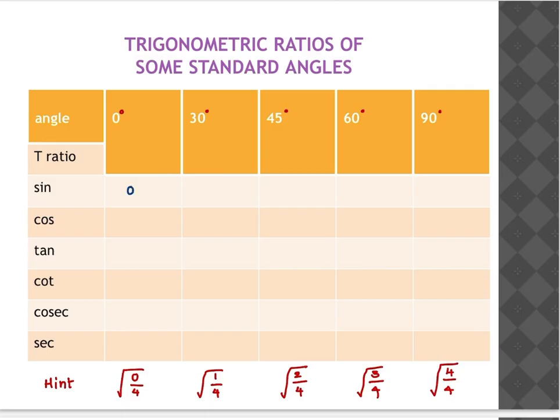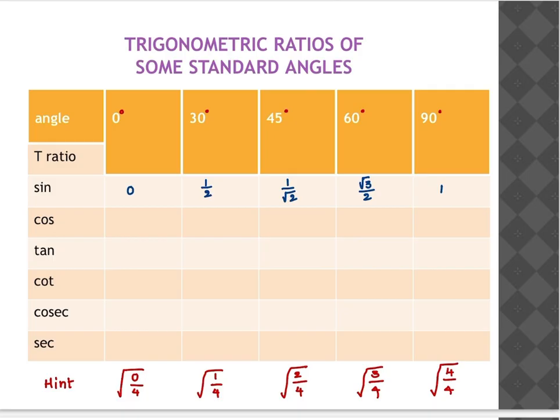Next one, root of 1 by 4. Root 1 in the numerator is 1 only and root 4 is 2, so that value is 1 by 2. Next, root of 2 by 4 is 1 upon root 2. Next value, root of 3 by 4: the numerator is root 3 and root 4 is 2, so root 3 by 2. And 4 by 4 is 1, root 1 is 1 only. In this way we can remember these sine values. Hope you understood this.